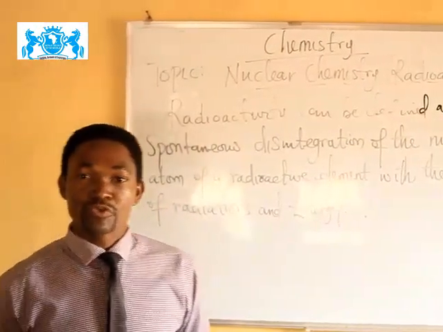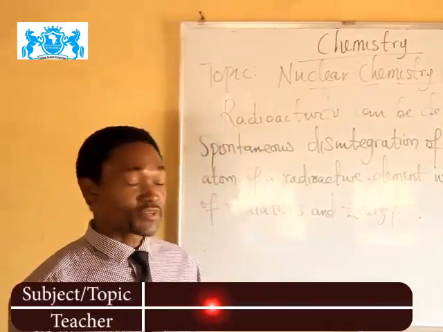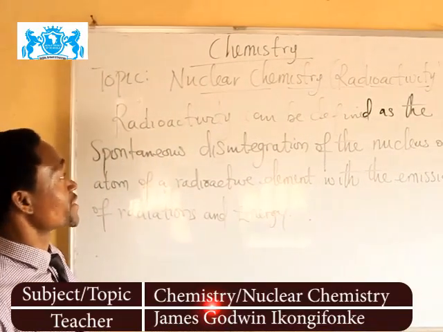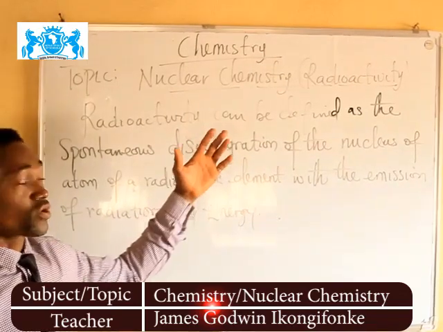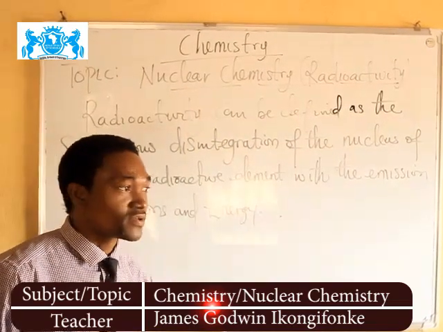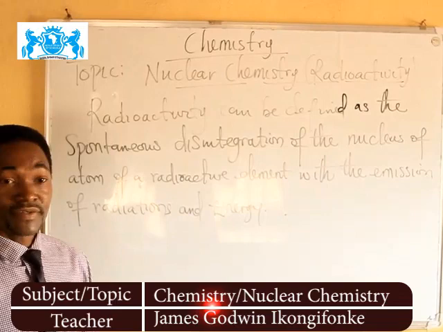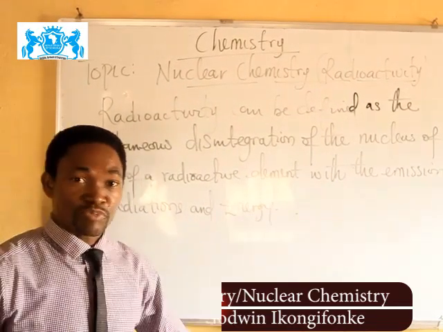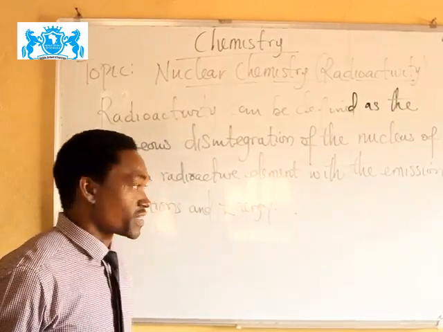Welcome to Noble's tutorial. On today's chemistry, we'll be talking about nuclear chemistry, otherwise called radioactivity. Why do some people refer to it as radioactivity? Because it happens in the nucleus of an atom.